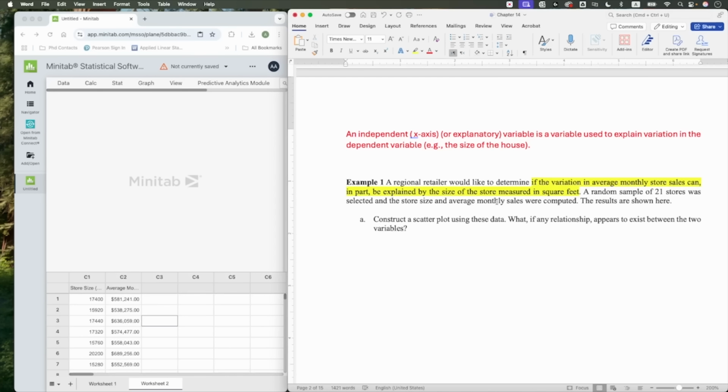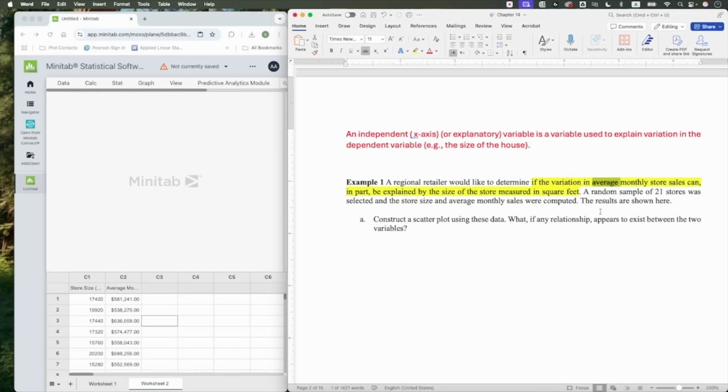So it seems that the goal is to know whether the variation in one of the variables, the average monthly store sales, can be explained by the size of the store measured in square feet. I'm actually going to hide one word, not for the sake of deletion, but because I don't want it to confuse you, and we're going to keep it in mind. We're speaking about the average, because we cannot pick that number exactly. I'm just going to delete this one for now, okay?